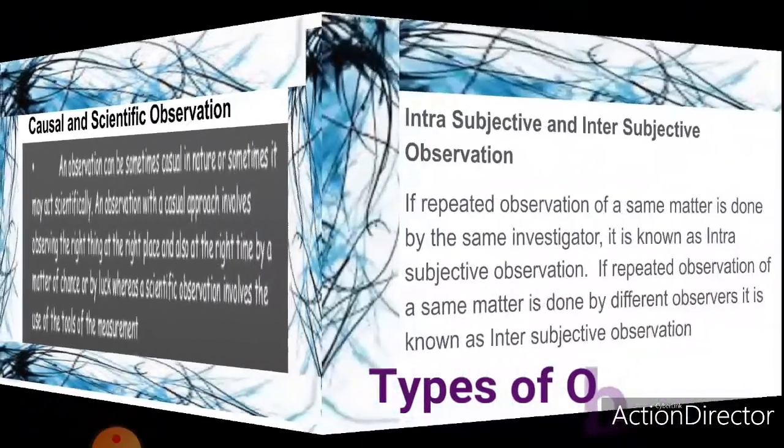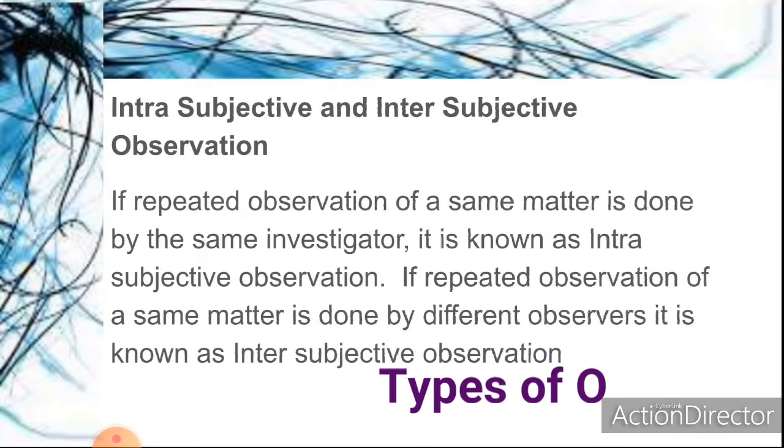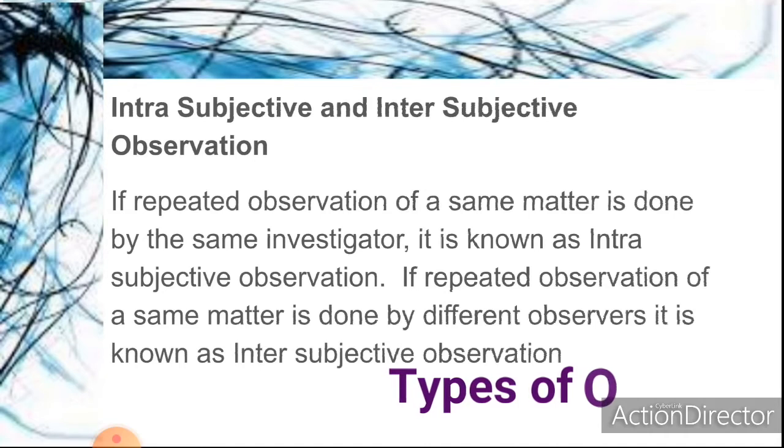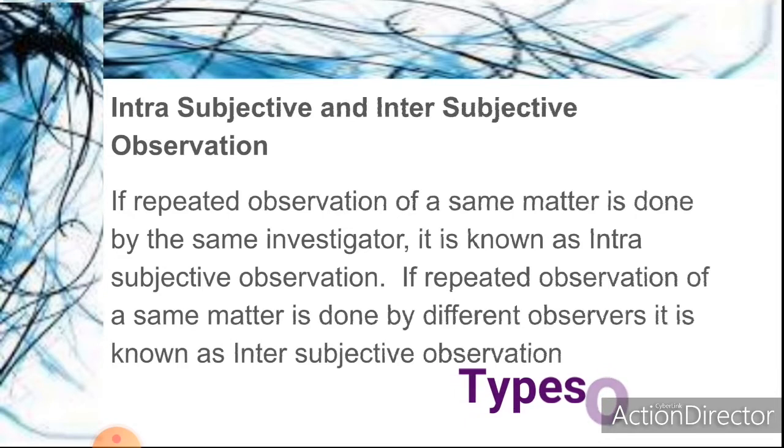Now next type of observation is intrasubjective and intersubjective observation. If repeated observation of the same matter is done by the same investigator, it is known as intrasubjective observation. If repeated observation of the same matter is done by different observers, it is known as intersubjective observation.